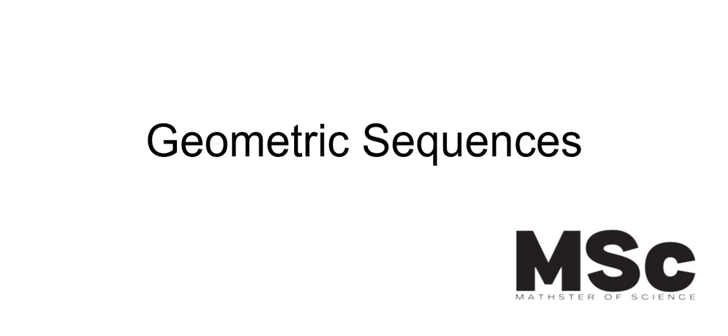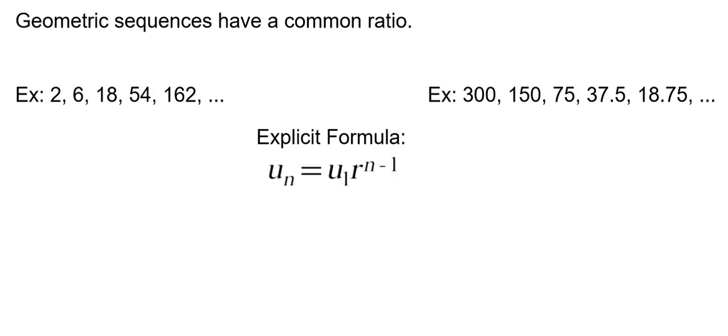In this video we're going to be looking at geometric sequences. Geometric sequences have a common ratio. So unlike arithmetic sequences that have a common difference, go up by the same amount, this goes up by the same multiplier. I did a quick video on arithmetic sequences, so if you're interested in checking that video out, you can check that one out as well.